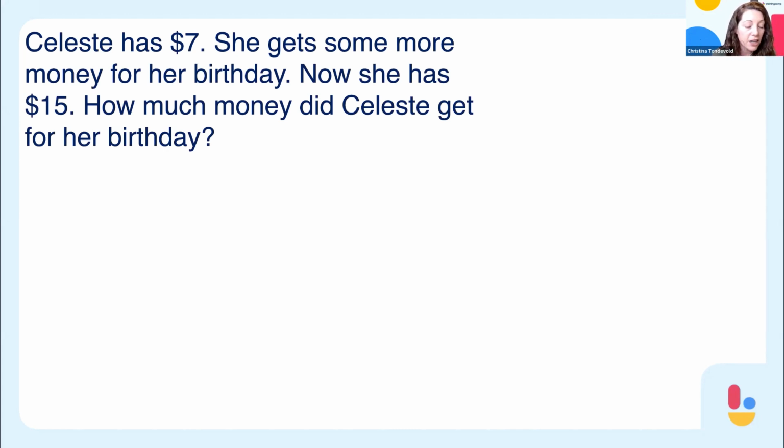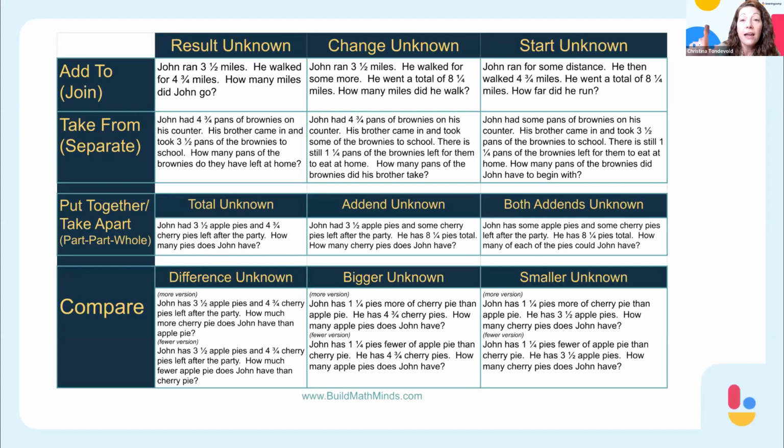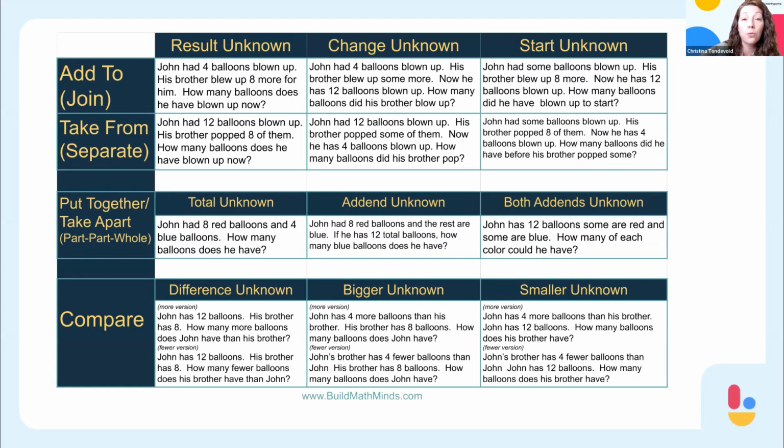So Celeste has $7. She gets some more money for her birthday. Now she has $15. How much money did Celeste get for her birthday? Okay. My first thing that I always tend to look at when I was first learning these was, is there some kind of action? If there is action, let me hop back to this. If there is action, it puts it in the top 2 rows. Is it a join action or is it some kind of separate action where you're separating an amount from it? So if there is action, it's going to be in the top 2 rows.